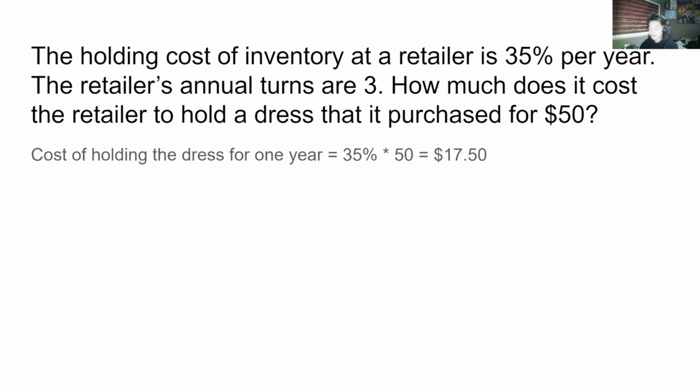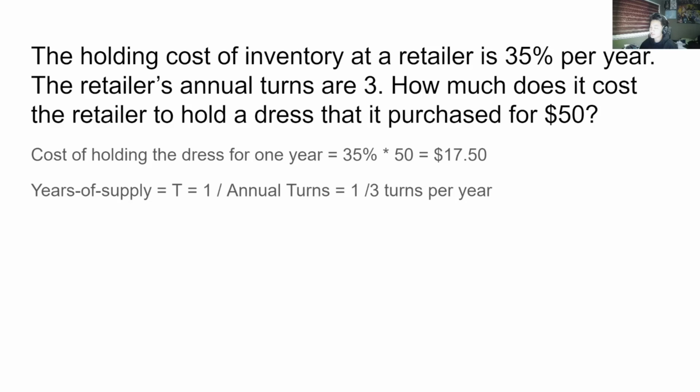Next, we have to find out the years of supply, and the formula for that is going to be 1 divided by the annual turns. And we are given that the annual turns is 3, so we are going to be dividing 1 over 3. After that, we are just going to be multiplying the cost of the dress, which we computed earlier, which is $17.50, by the years of supply, 1 over 3, and we got our answer of $5.83.